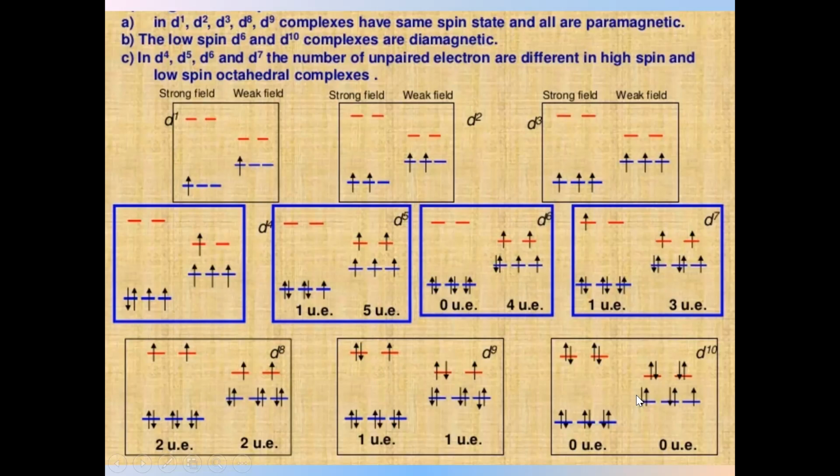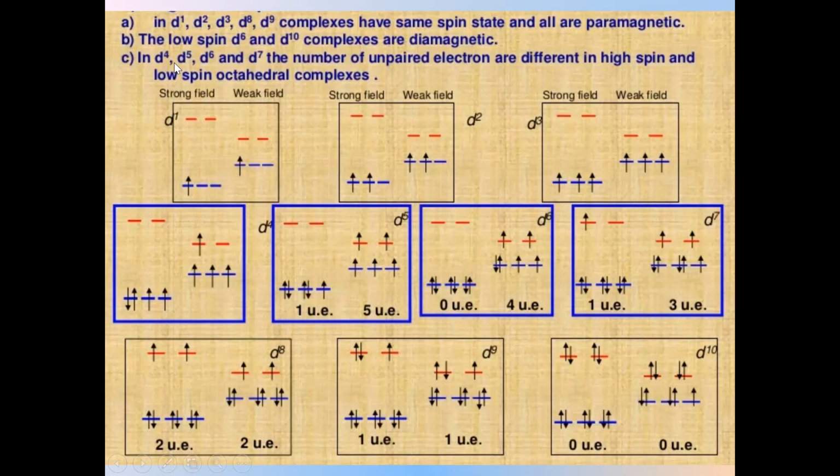D10 and D6 low spin: we can see in D10 all electrons are paired. D6 low spin, that is strong field complexes, we can see all electrons are paired. So these two cases will be diamagnetic. So low spin D6 and D10 complexes are diamagnetic.